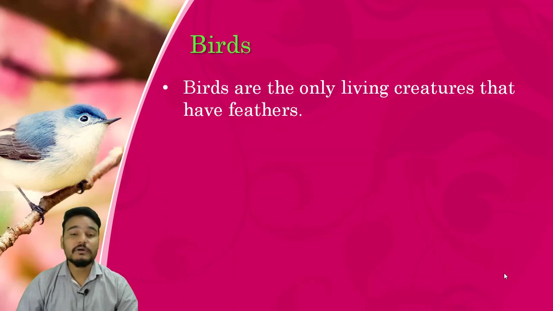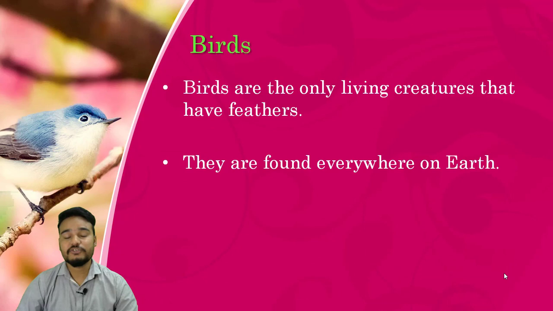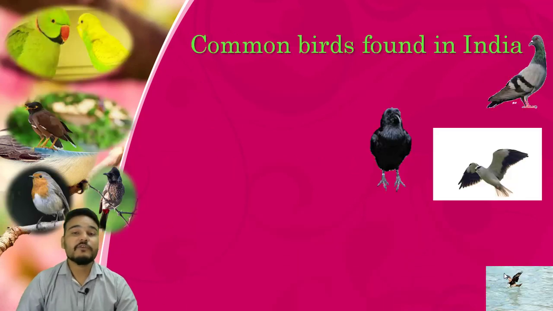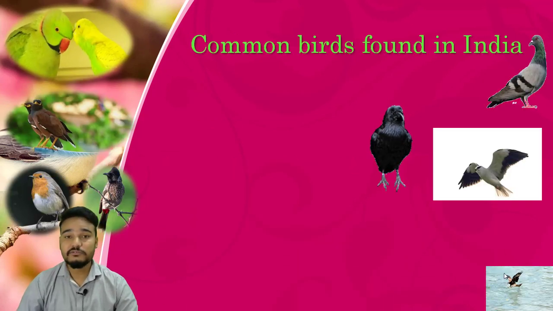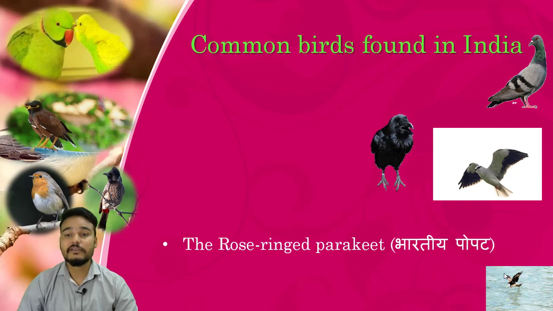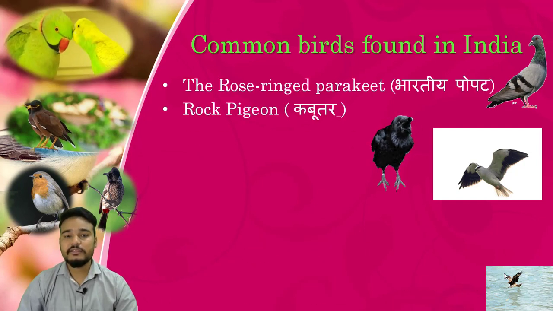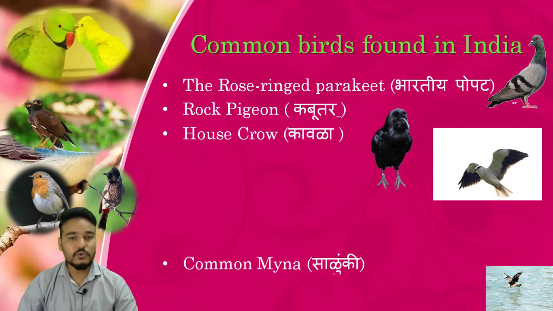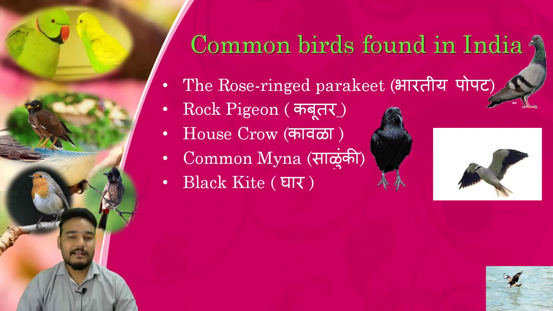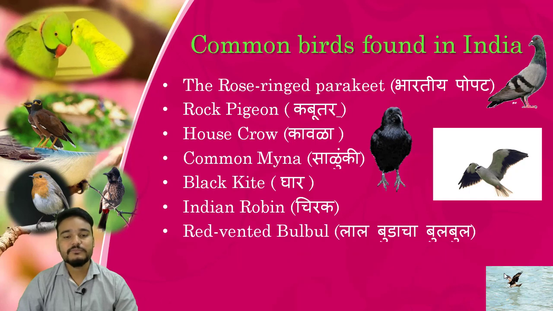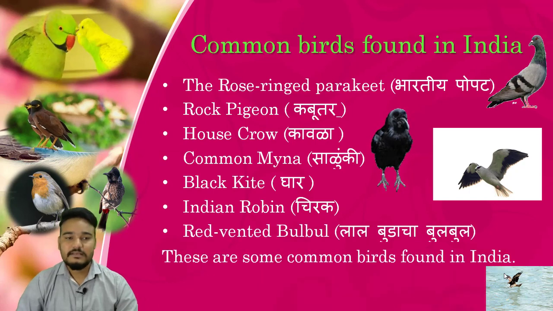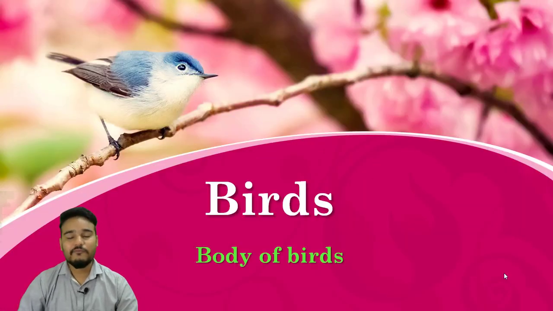So what are birds? Birds are the only creatures who have feathers. They are found everywhere. More than 10,000 varieties or types of birds are there. Generally we find the rose-ringed parakeet, rock pigeon, house crow, common myna, black kite, Indian robin, and red-vented bulbul. These are some common birds that are found around us.